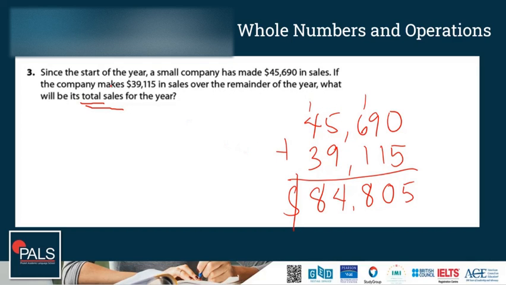Number 3, since the start of the year, a small company has made $45,690 in sales. If the company makes $39,115 in sales over the remainder of the year, what will be its total sales for the year? So we will be looking for the total sales. So let's add 45,690 plus 39,115. The answer is 84,805.